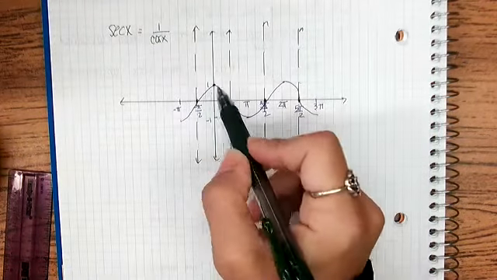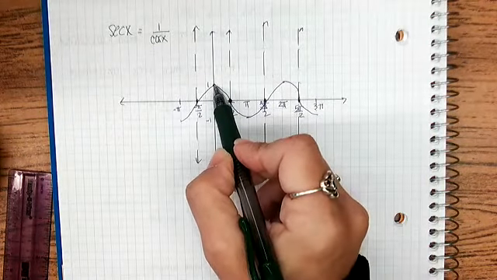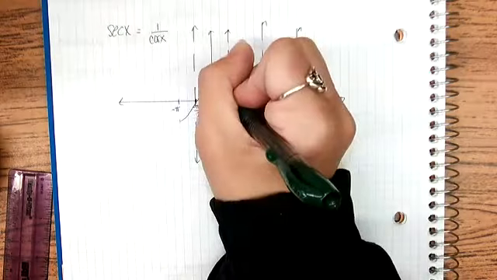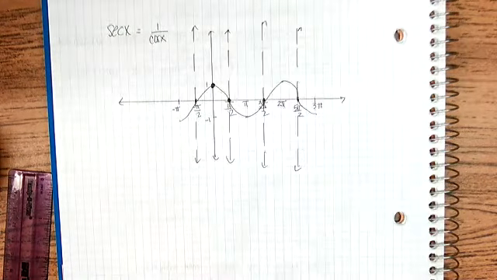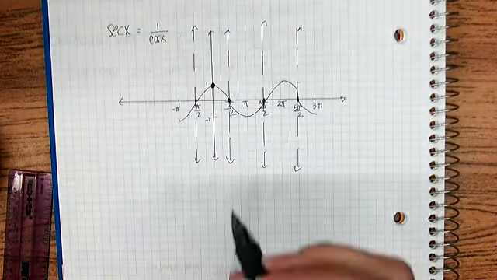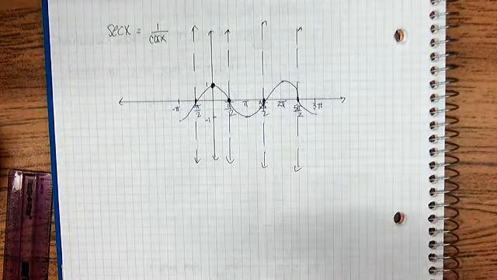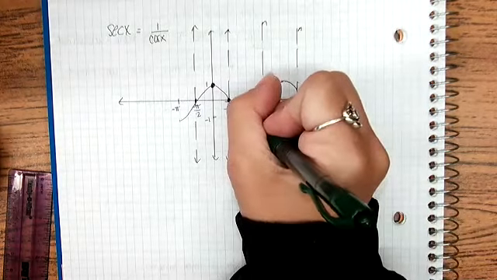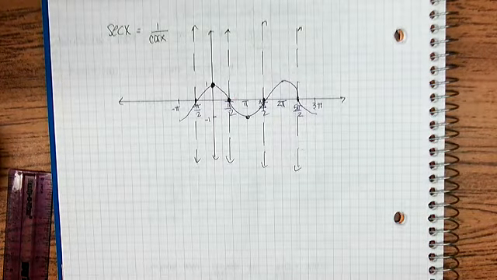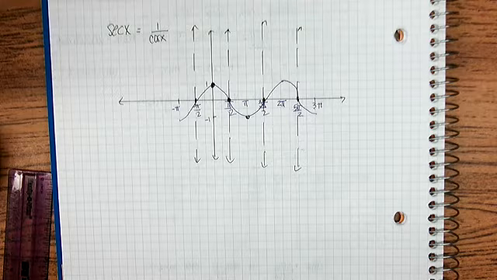Okay, so if the cosine is 1, the reciprocal of 1 is 1. So the secant is also 1. At pi, the cosine is negative 1. The reciprocal of negative 1 is negative 1. So the secant is also negative 1.